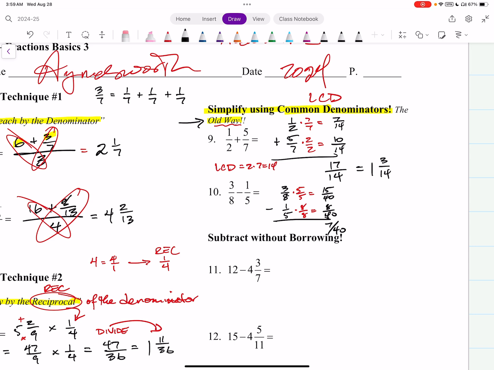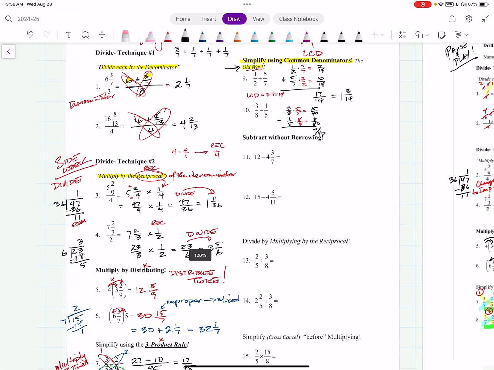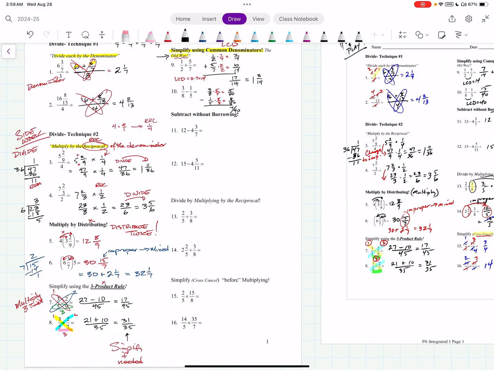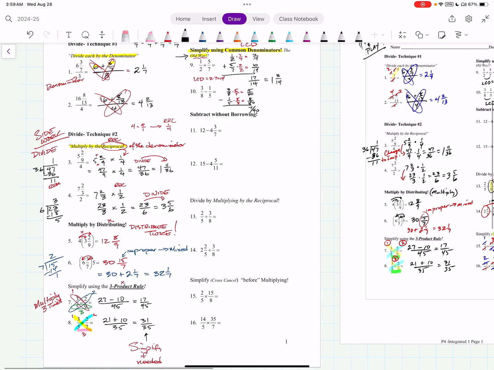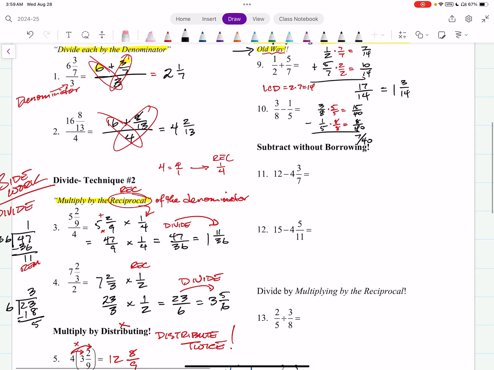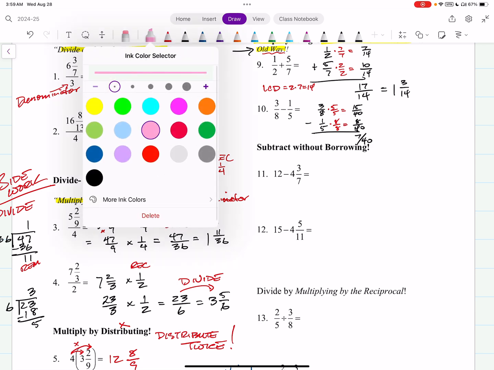That's how you were doing it in 4th and 5th grade, and so you can do it that way, or you can do what's called the 3 product rule in numbers 7 and 8, down here at the bottom left. All right, now subtracting. This is the first thing I started with when I first met you guys, first lesson.